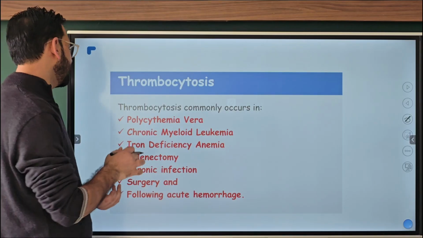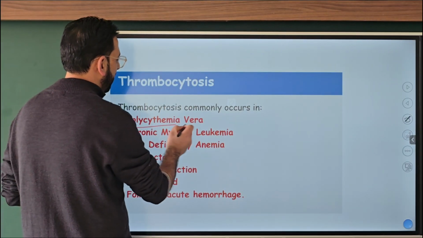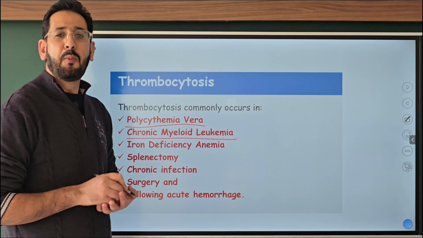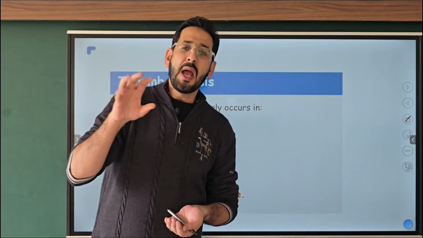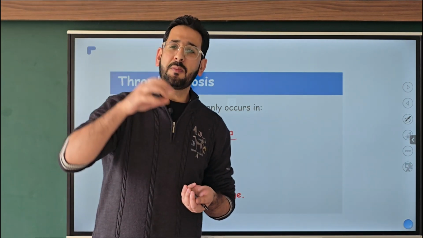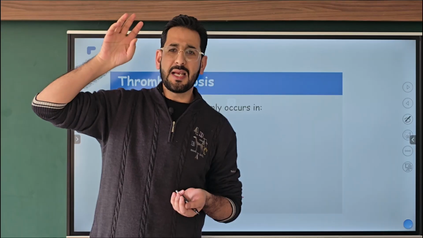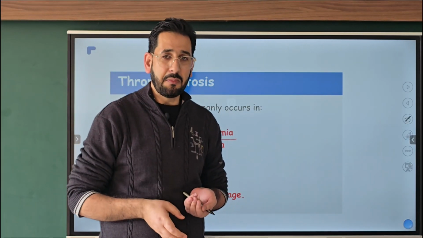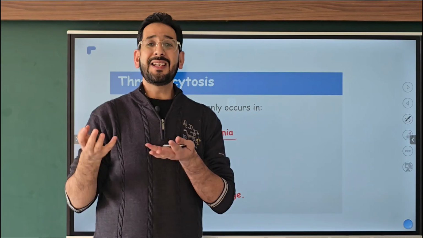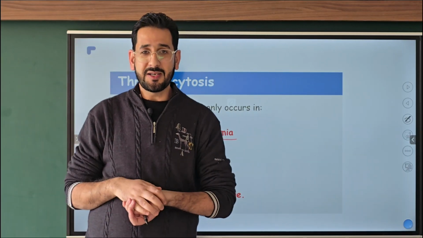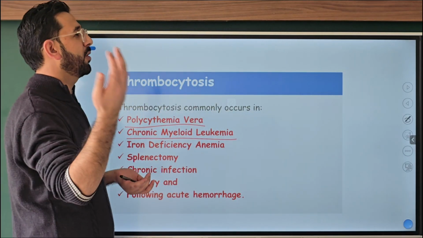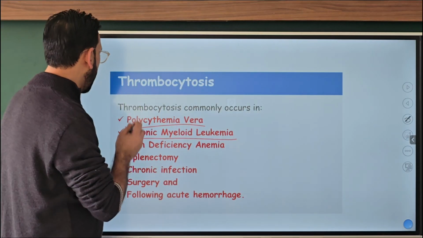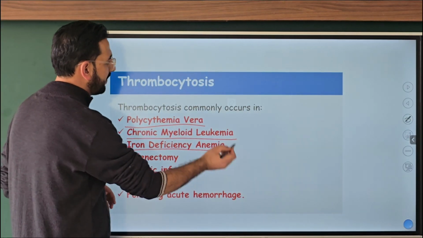Now what are the conditions? For example, there is polycythemia vera and chronic myeloid leukemia. So what will happen? The bone marrow will be super active. It will be producing all the types of blood cells, more in number. So definitely there is the increased production of platelets as well. And if there is increased production of platelets, that will lead to thrombocytosis. Okay, now iron deficiency anemia.